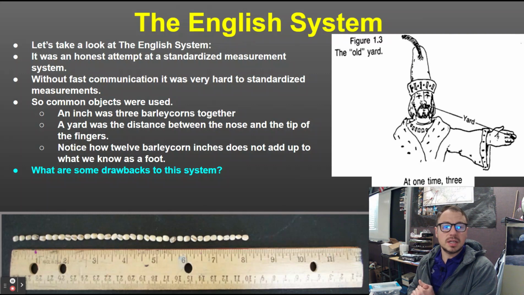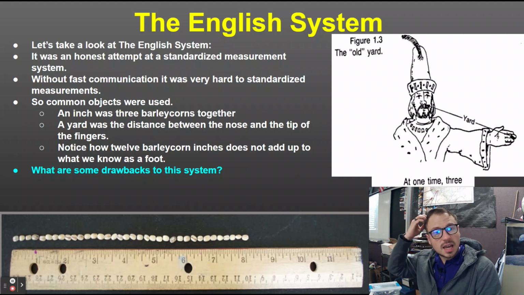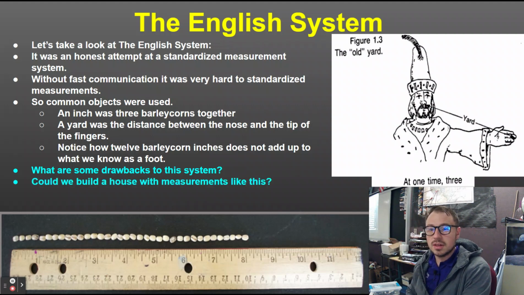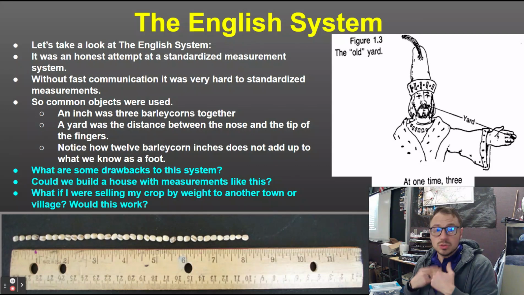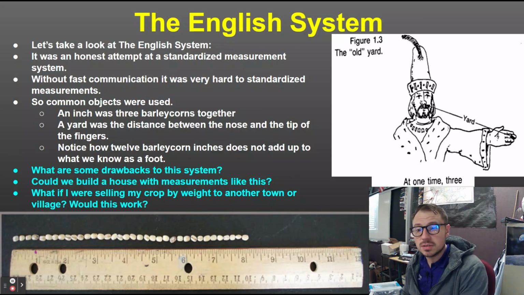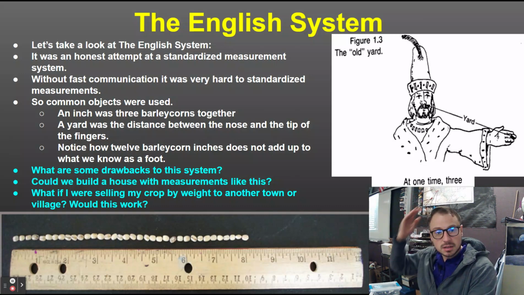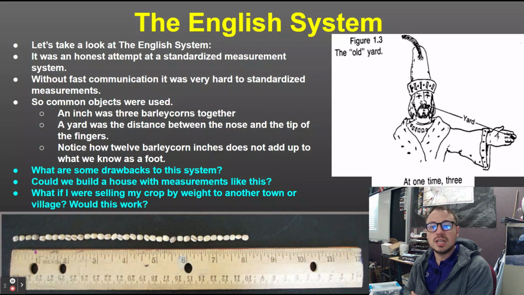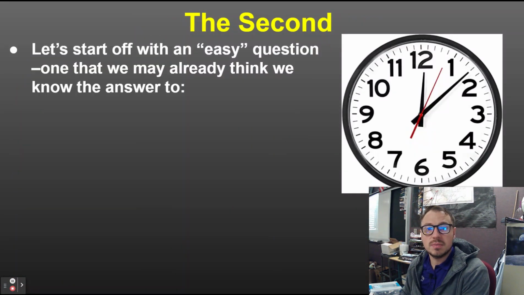So if we were building a house, and we had two people, one person building the first floor, another person building the second floor, and they use their yard from the tip of the nose to the tip of the finger, there's no guarantee that that is the same length. But we could make this work out by using only one person to measure everything. Then it would work out, and this worked out for hundreds of years. But if you're selling something by weight to maybe another village or another town over, there's no guarantee that there's going to be the same standardized unit of measurement.